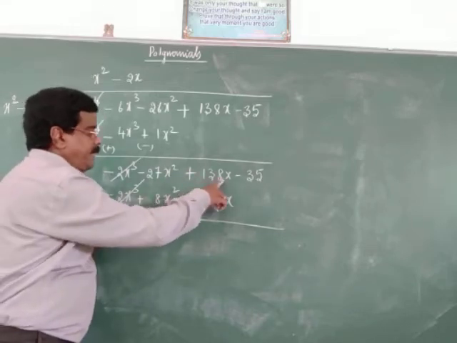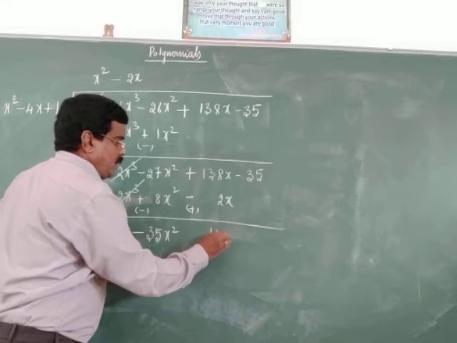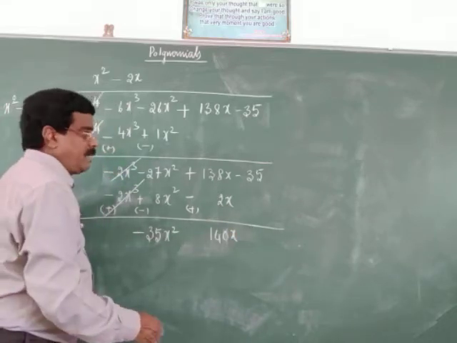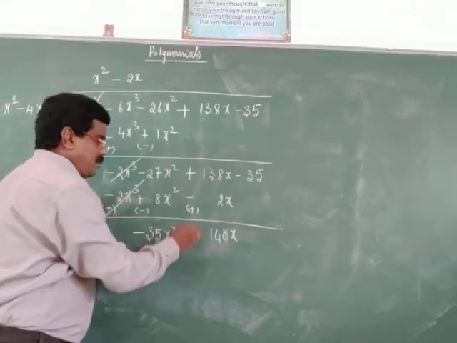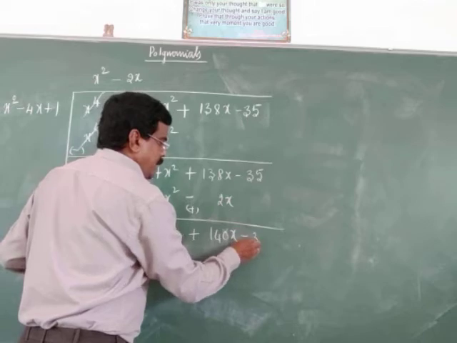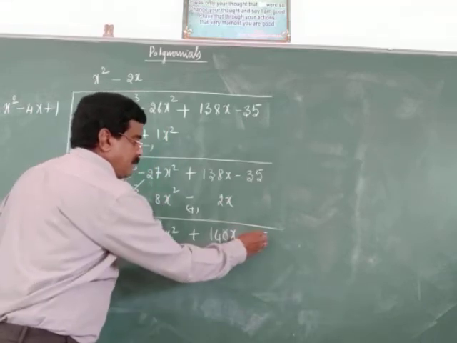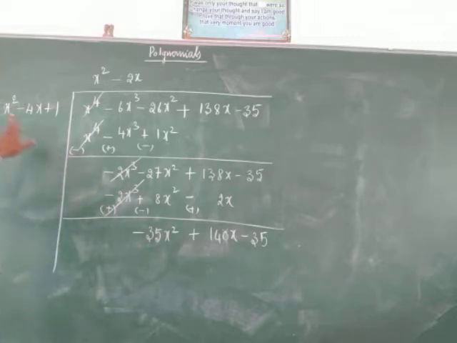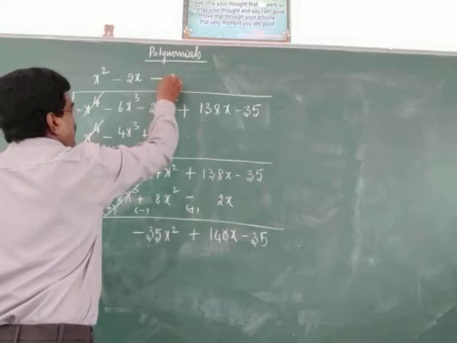So 138 plus 2 means how much? You will be getting 140x. Again, you must know 138 is greater and contains a positive sign, so you will be getting positive. This minus 35, bring down as it is. Again here, minus 35x square divided by x square means you will be getting minus 35 in the quotient place.